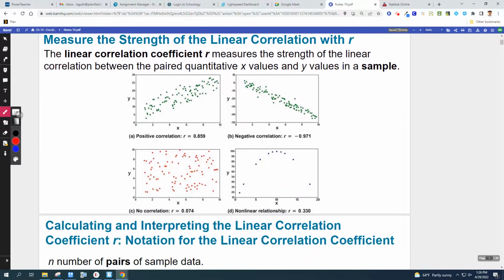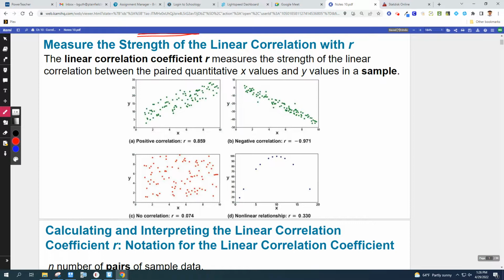So we've got 4 examples, and it might be hard to see those numbers down there, but this one is a positive 0.859, and this one is a negative 0.971, and 0.074, and 0.330. When we're talking about the strength of the linear correlation, the linear correlation coefficient is R. We're talking about how good of a line we could draw through. We want to find an equation of a line that really represents those points really well.